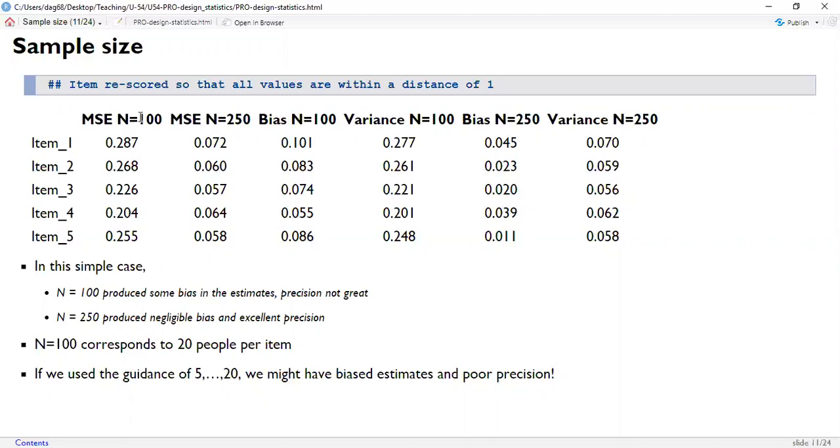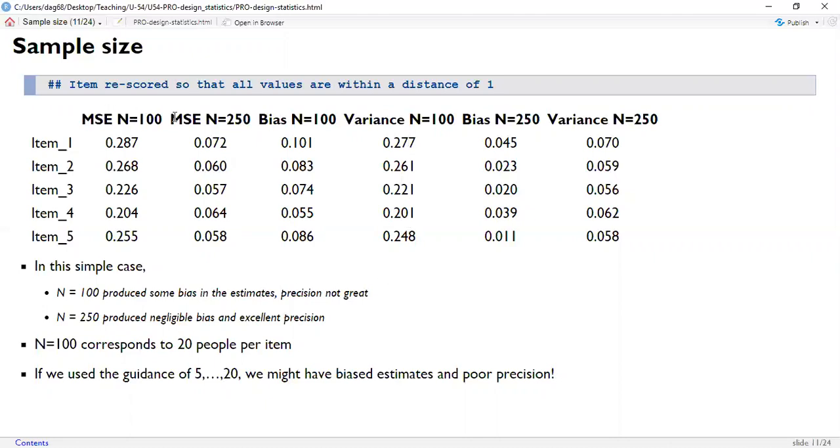So you can see for a sample size of 100, these are all between 0.2 and 0.29. And we can split out the bias and the variance here. You can see the bias is actually a little larger than I'd like to see it. Because the population values are 1 for all of these, we can interpret those as percent bias. So this is 5.5 to 10% bias with a sample size of 100. And the variance is also quite large.